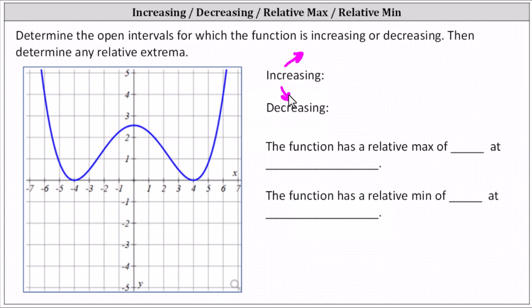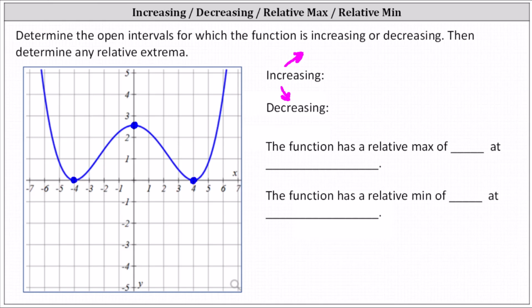A function has a relative max at a high point on the graph. A function has a relative min at a low point on the graph. Looking at the graph of the function, notice we have one high point here and two low points, which are also the x-intercepts here and here. Let's go ahead and list the ordered pairs for the high and low points.